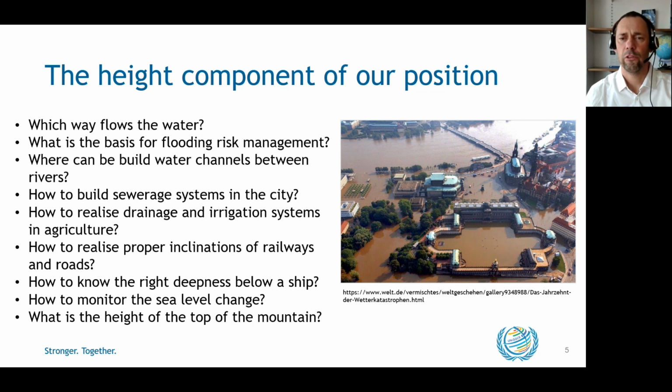It answers the question about the right inclination of railways or roads, or to ensure the secure deepness below a ship in shallow waters, but also to determine scientific questions like the quantification of the sea level change or other dynamic processes of the Earth with respect to height, as well as to describe the topography. What is the height of the top of the mountain or depth of the ocean?